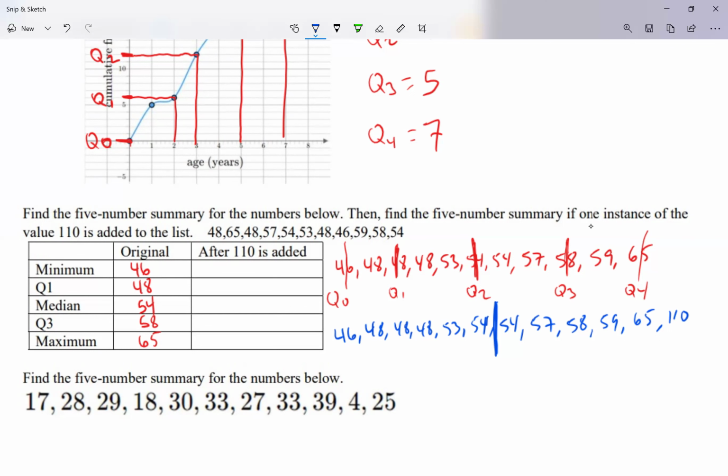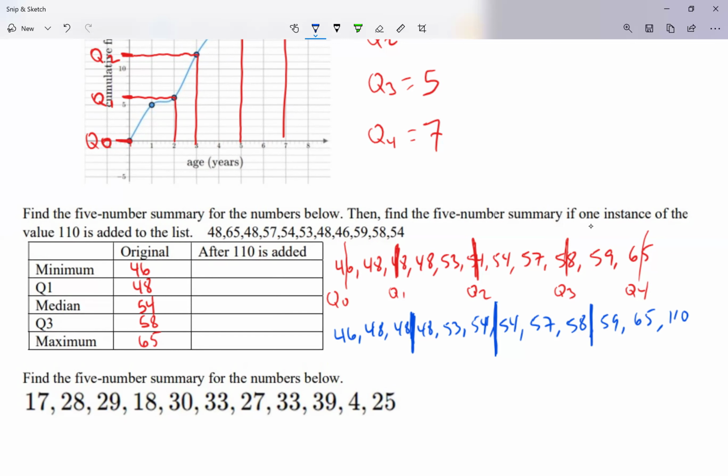Well, you might say the half of 6 is 3. Okay, good. So I'm going to separate it into 3 on each side. Don't go through a number, I go in between 2 numbers. The same thing here on the side. There's 6 numbers, cut it in half. So I'm going to go here.